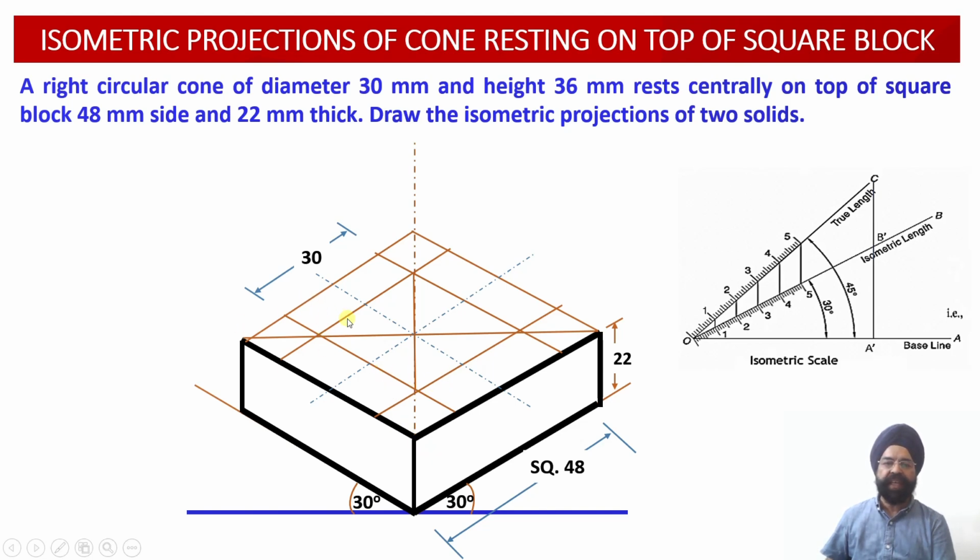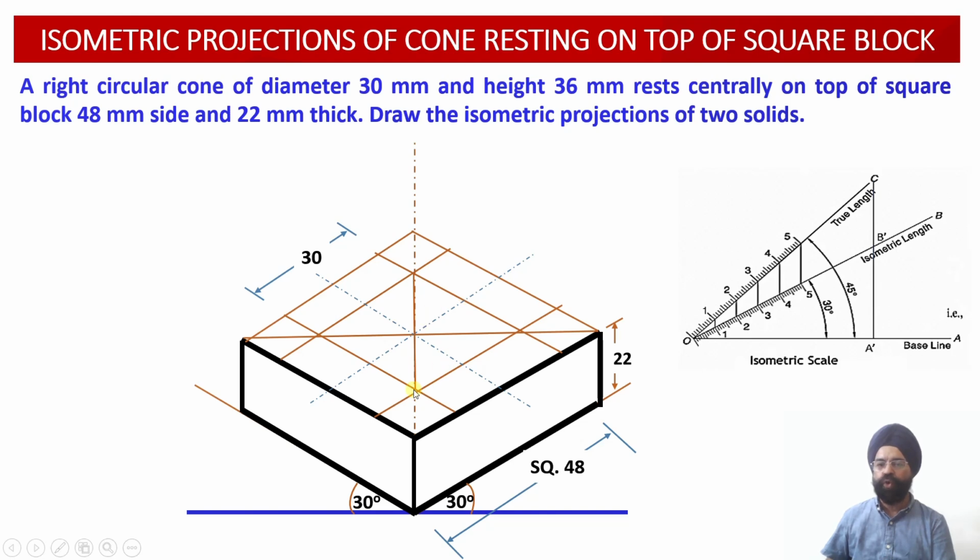So 9 millimeter is left from this edge, 9 millimeter is left from this edge, 9 millimeter distance is left from this edge, and 9 millimeter distance is left from this edge. So this is 30 by 30. Now once I have drawn the square, I have obtained the major axis as well as the minor axis. Now the midpoints of all the four edges have also been obtained.